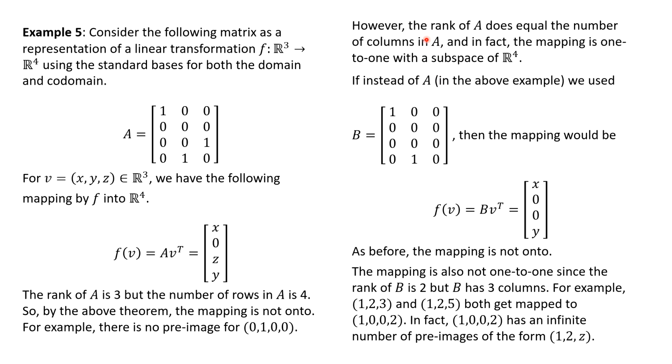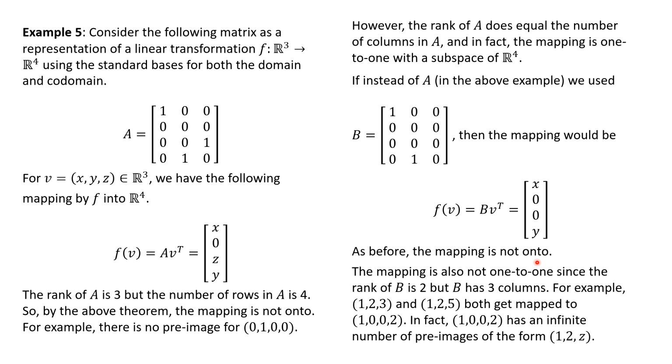However, the rank of A does equal the number of columns in A, we have 3 independent columns, and in fact the mapping is 1-to-1 with a three-dimensional subspace of R4. Then we can do a second example here. We'll use B instead of A, and you notice the only thing I changed here is I put a 0 here. So as before, the mapping is not onto.